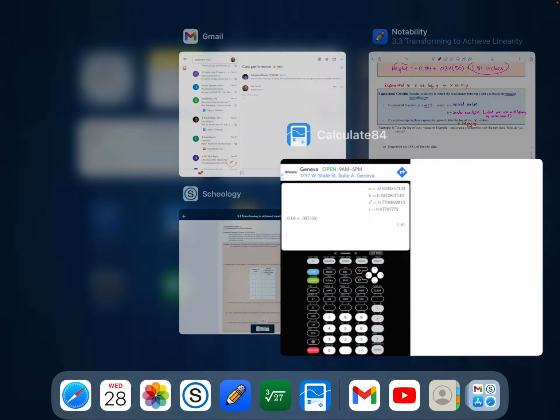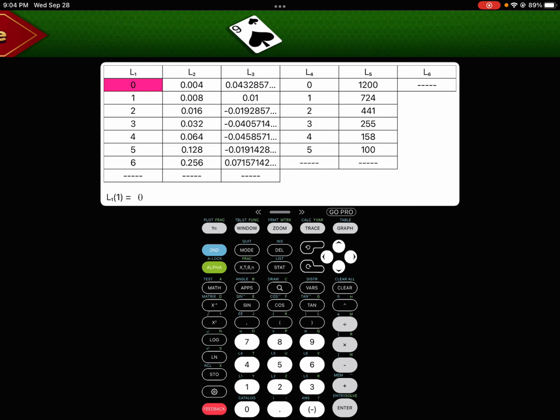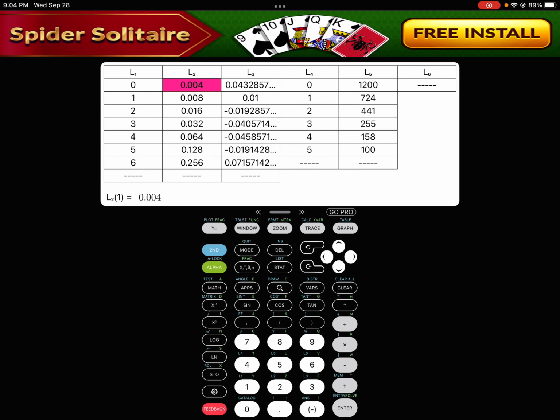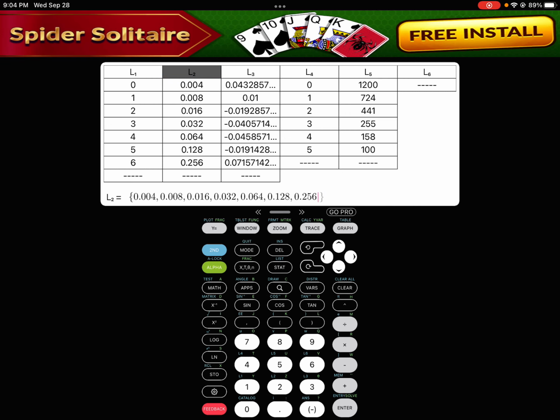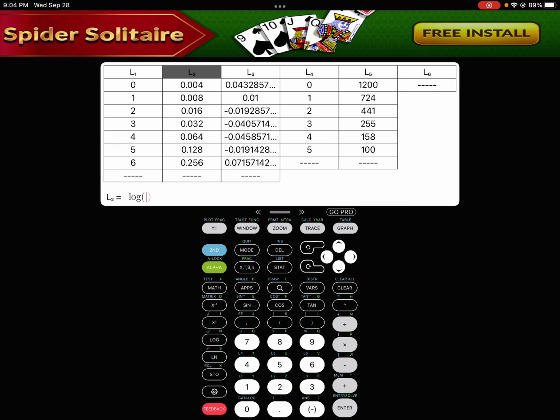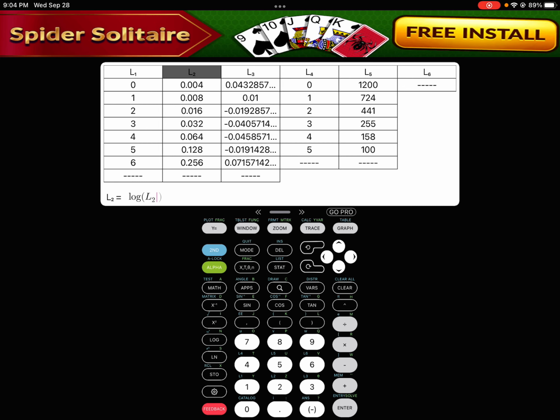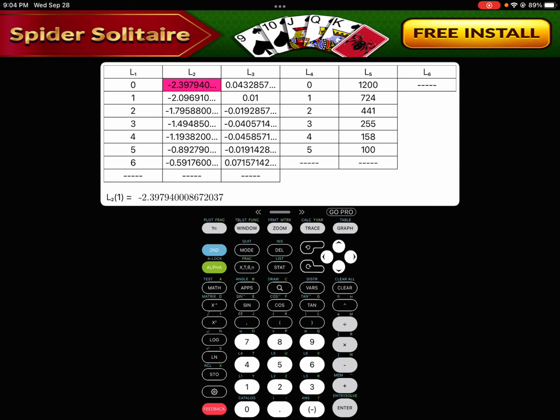So I'm going to go back to my calculator here, and I'm going to go stat edit, and highlight list 2. I'm going to press enter. And what I want for list 2 is to take the log, which is about halfway down the first column. You'll just see a button that says log. I want to take the log of list 2. So list 2 is going to turn into the log of list 2. I press enter, and you can see that I've got brand new values in there.